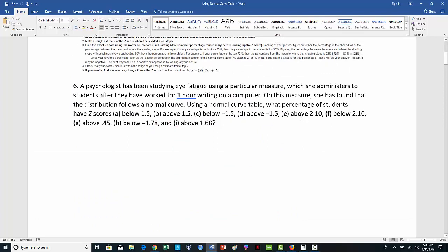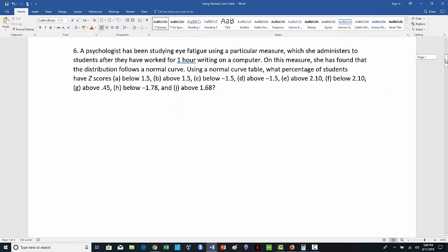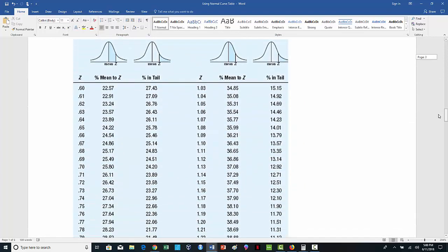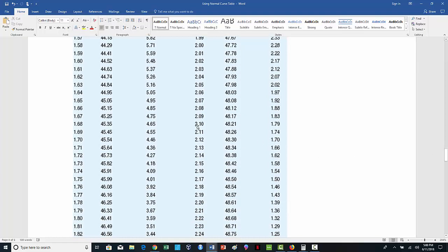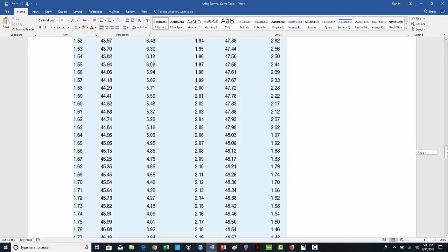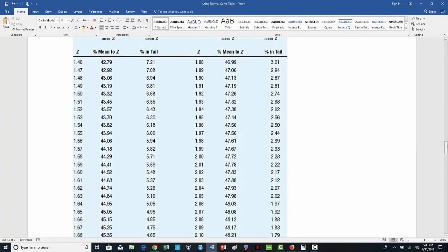So then the next question asks about what percentage of students have z-scores above and then below a z-score of a positive 2.1. So finally, we'll use a different z-score number here. We'll find 2.1. So here's 2.1. And again, remind yourself, what is this saying? This is the percent mean to z. So if it's asking what percentage are above 2.1, you'd have to think about, well, here's the percent mean to z.